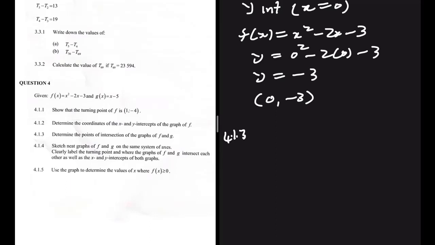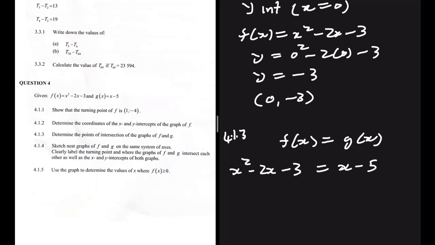So for the points of intersection, we simply let f of x be equal to g of x. F of x, we know fully well, is x squared minus 2x minus 3. It will be equal to x minus 5, which is our g of x, right? So we're going to take x to the left hand side and then take minus 5 to the left hand side also to get x squared minus 3x plus 2 is equal to 0. We can simply factorize this.